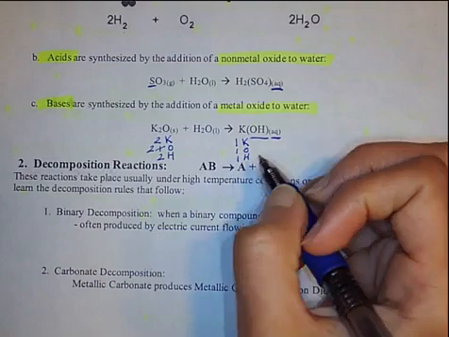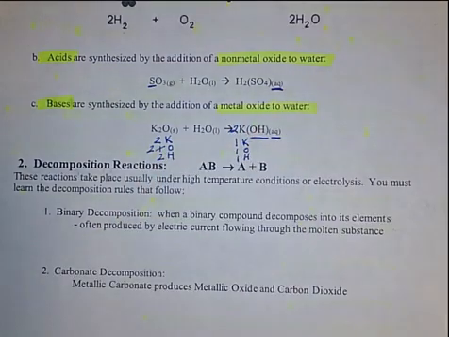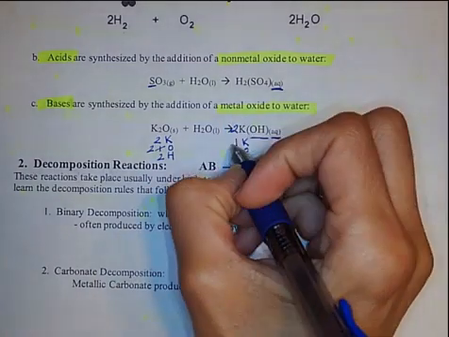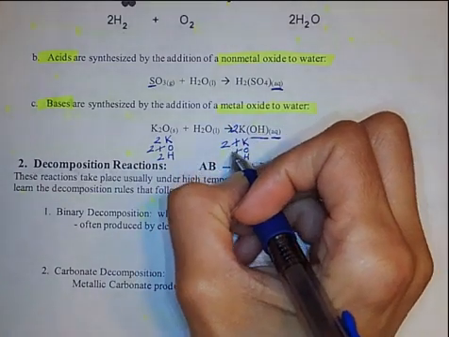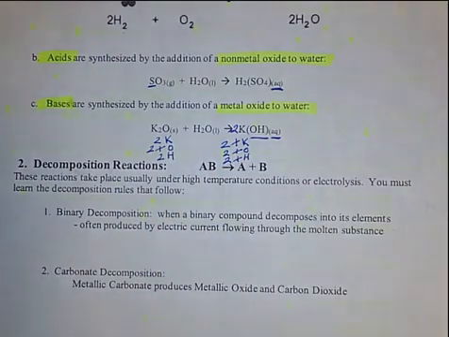So we need to balance it. We need to put a 2, so we're just going to simply put a 2 right there, and that should help us out. We've got 2 potassiums, 2 oxygens, and 2 hydrogens. So now we have a balanced equation.